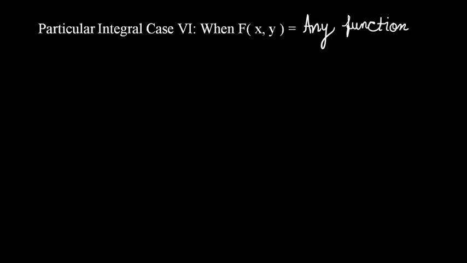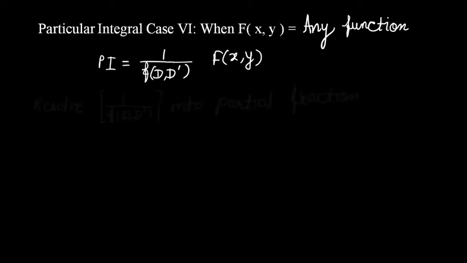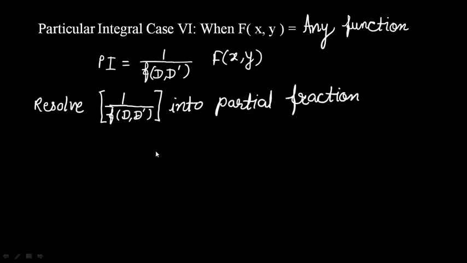Now case number 6 for finding PI. When we cannot apply case 1 to case 5 for the right hand side of the equation, then we apply case number 6, that means for any function other than case 1 to case 5. Then PI equals this. We resolve 1 upon function of D, D dash into partial fractions.